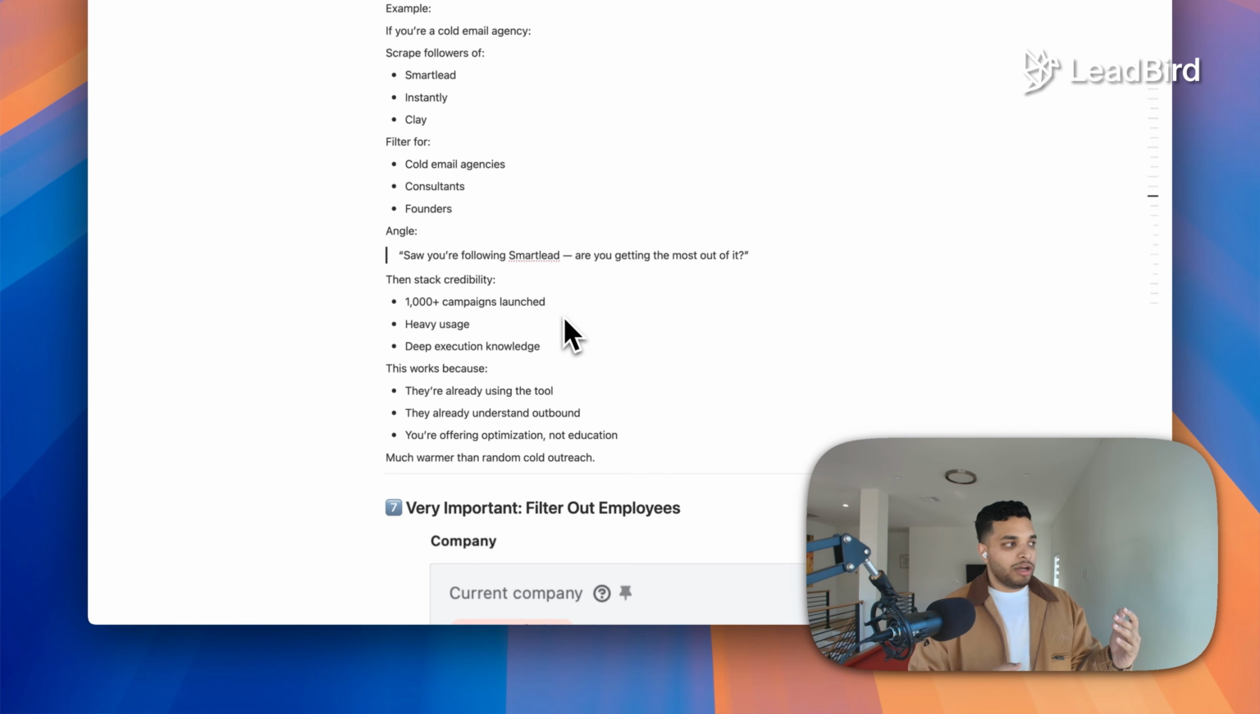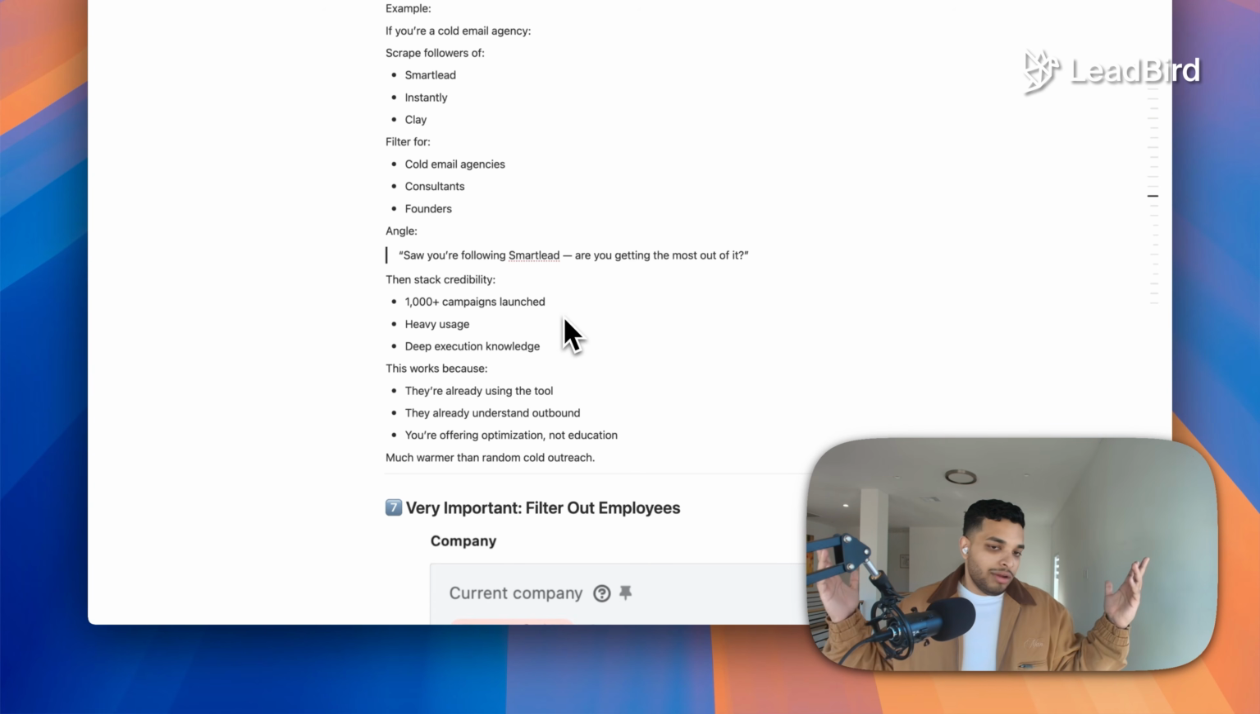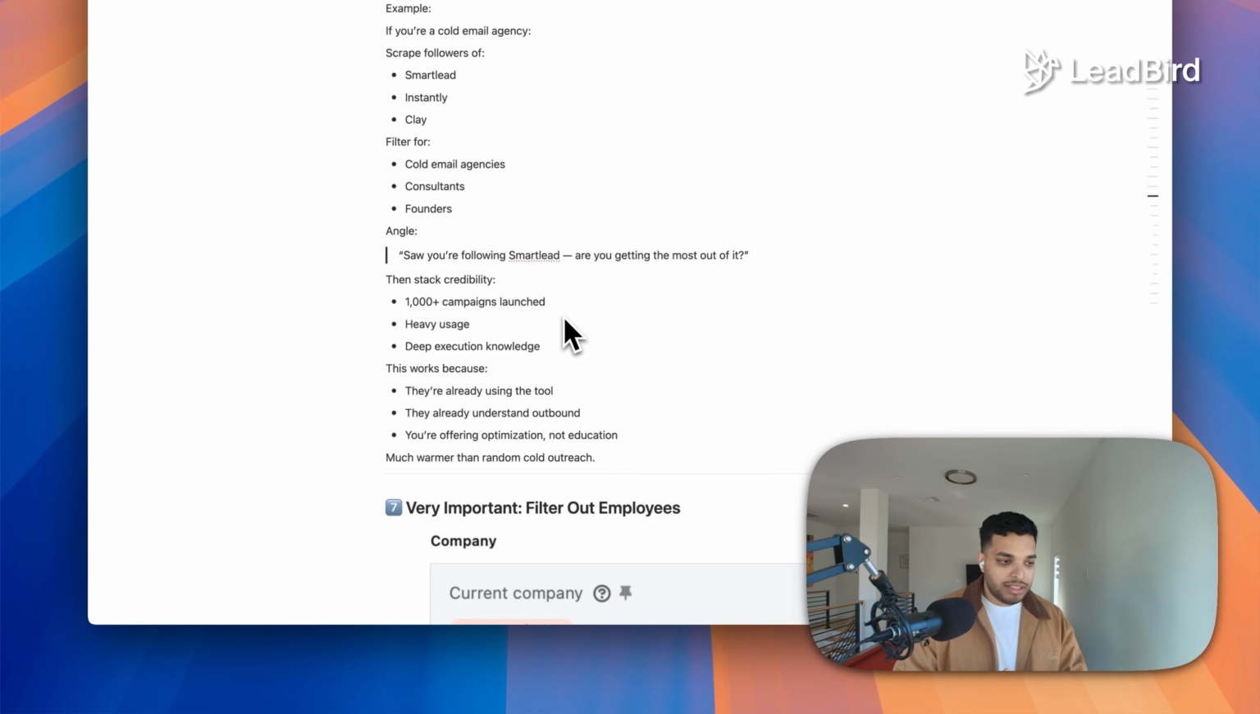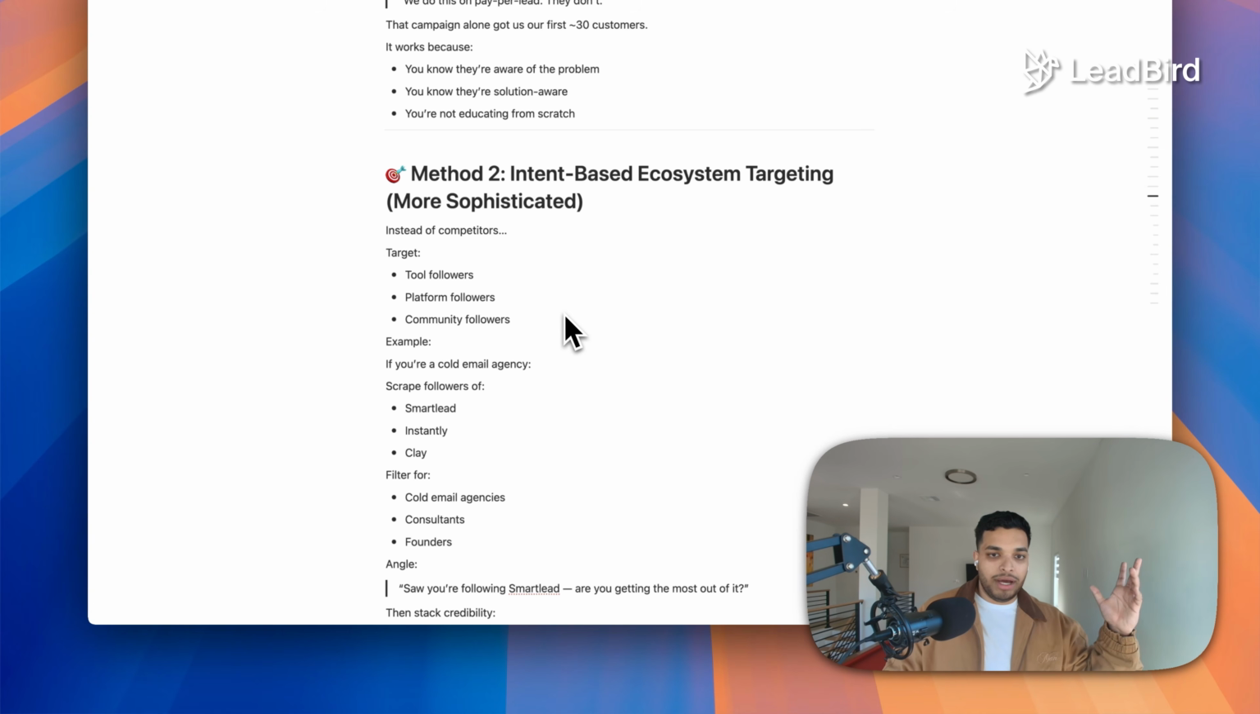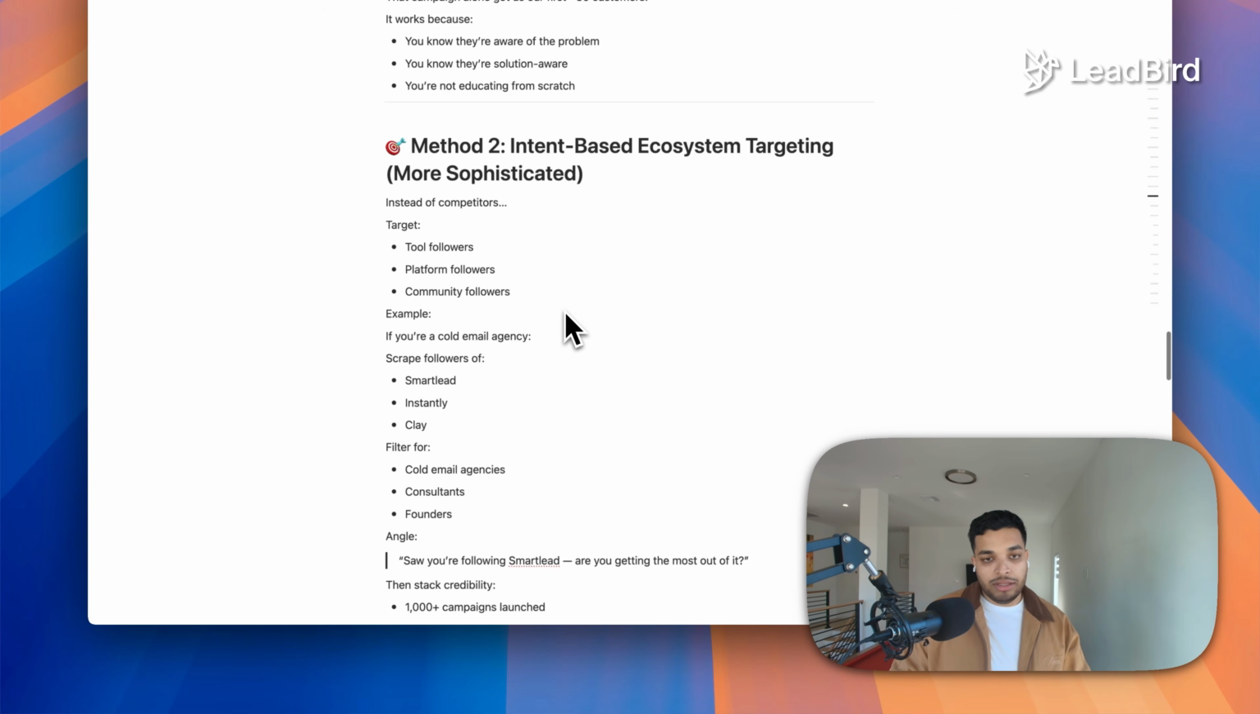The angle you want to come in with is, hey, I saw that you're following Smart Lead. I'm curious, are you getting the most use out of it? We've launched over 1,000 B2B campaigns using Smart Lead and generate thousands of leads. We'd be happy to take a look at what you're doing. Something like that. You want to basically stack expertise and see if they get the most value out of it and come in with a value add. That's the thought behind the second method, but either method works.